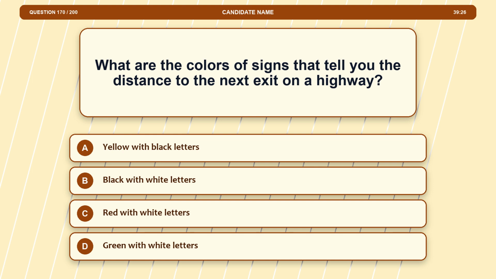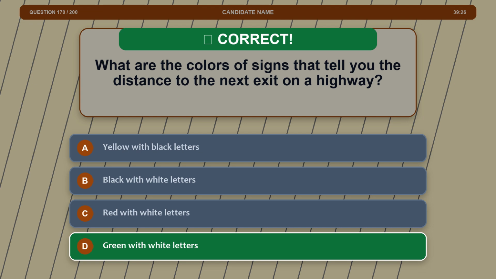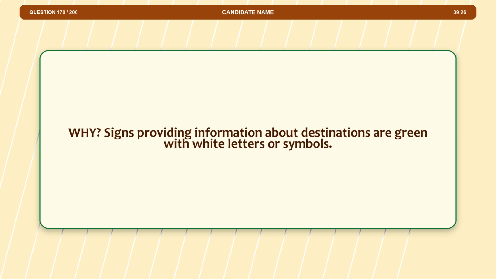Question 170. What are the colors of signs that tell you the distance to the next exit on a highway? Option A, yellow with black letters. Option B, black with white letters. Option C, red with white letters. Option D, green with white letters. The correct answer is option D, green with white letters. Explanation. Signs providing information about destinations are green with white letters or symbols.